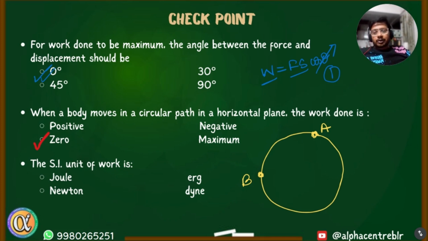Okay, let's go to the next question. What is the SI unit for work? Joule. Okay, we studied this last class. The work done formula is force into displacement. Force unit is Newton and displacement unit is meter. Therefore, the product is Newton meter, which is also called joule or joules.